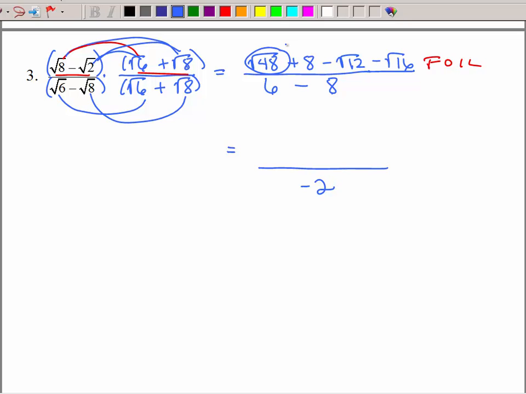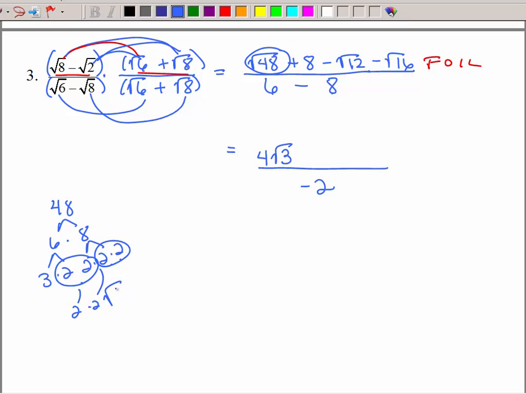But what about that square root of 48? Let's see, 48 is 6 times 8. That's 3 times 2. Oh, that's 3 2's. I could take out 2 2's. So that is a 4 times the square root of 3. And we'll take out another 2. We would multiply that together, and the 3 would stay underneath the square root.